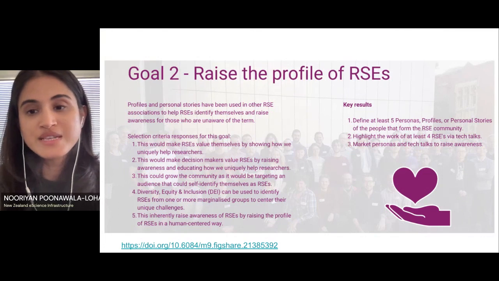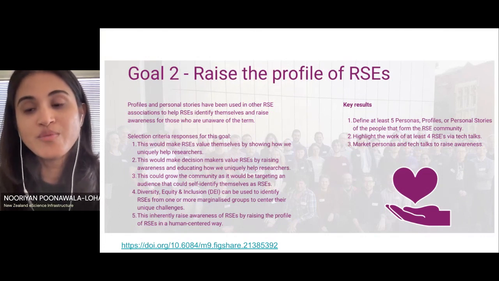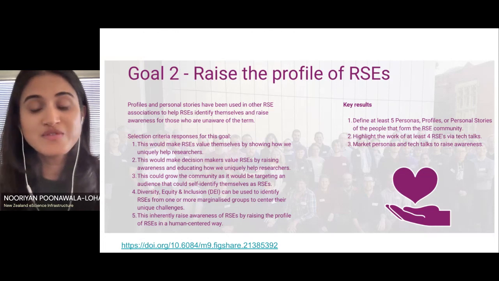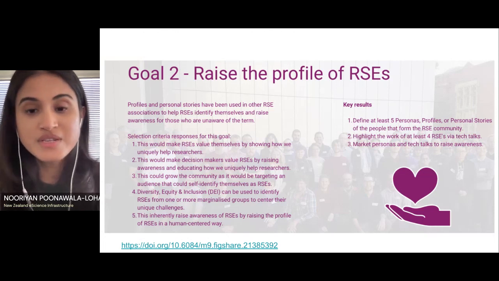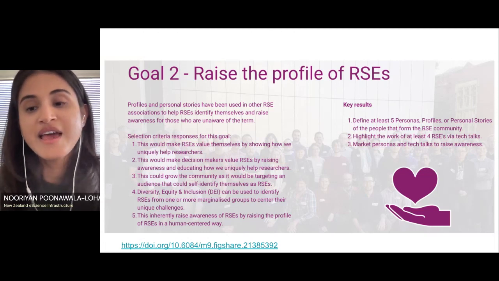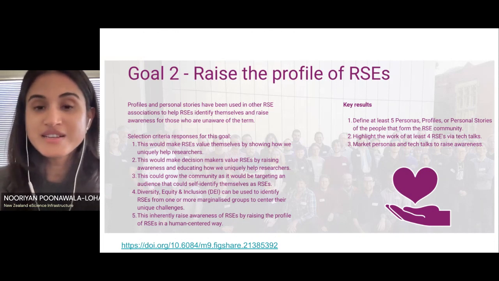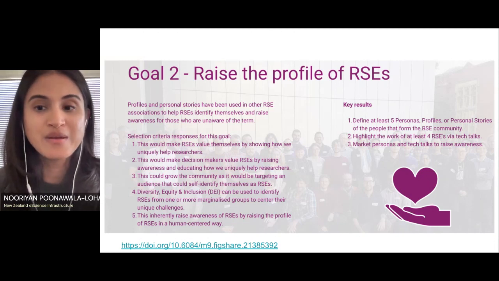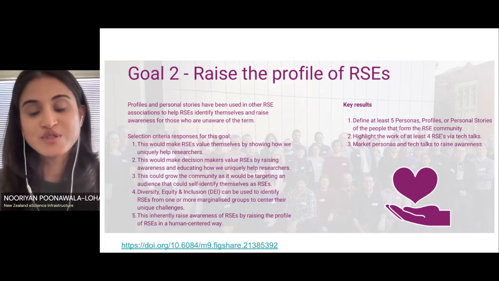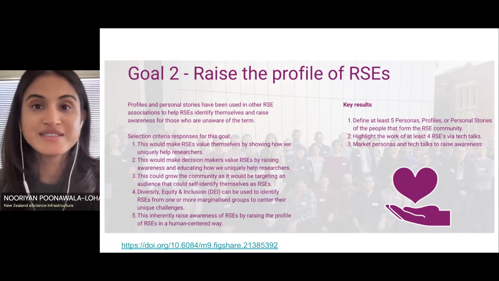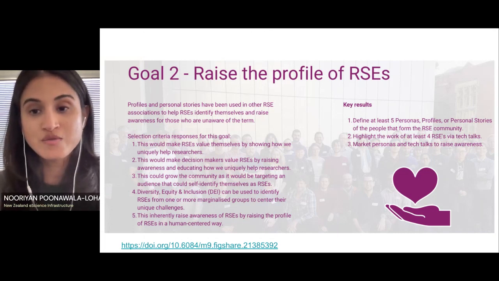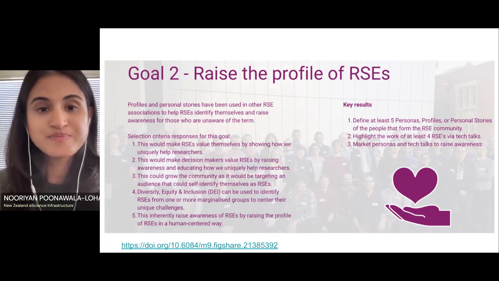The next goal was around raising the profile of RSEs. We publish stories or personas where we tell you about the types of work that RSEs are doing within various different organizations in New Zealand and in Australia. So if you think you have a unique role and you identify as an RSE, and you'd like to tell your story, please do reach out to me, and we would love to hear from you. We are more than happy to profile you as a persona, and other people could potentially benefit and see that this is an existing role, and there are people who are doing really diverse types of work in the software space when it comes to research.